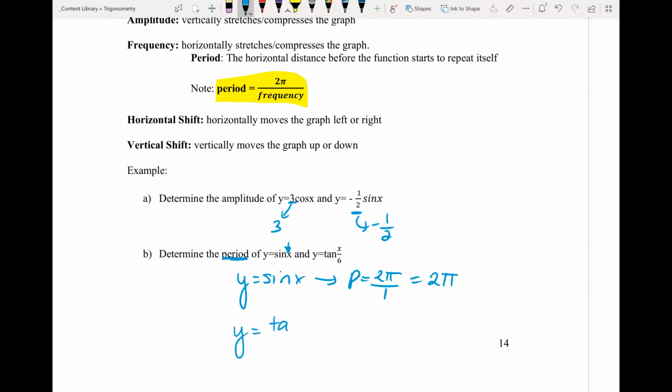Now looking at y equals tan of x over 6. I can rewrite this actually as 1 over 6 times x. It means the same thing. So that means my frequency is 1 over 6. When we have a fraction divided by a fraction, we just reciprocate the second fraction and change it to multiplication. So this would be 12 pi as our period.